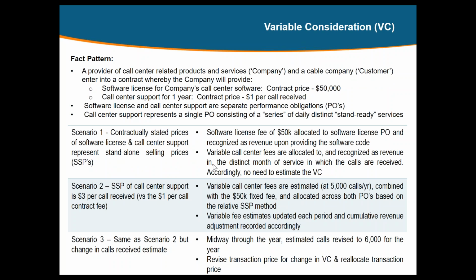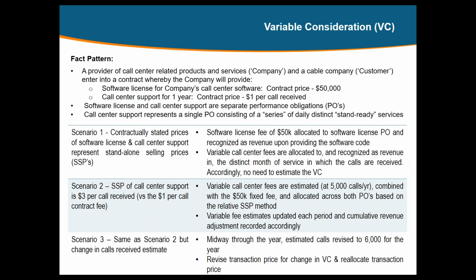Okay, so like with modifications, I want to run through a quick example, just to highlight some of these concepts and what the accounting is. So, fact pattern: a provider of call center related products and services, the company, and a cable company, the customer, enter into a contract where the company will provide a software license for the company's call center software with a stated contract price of $50,000, and call center support for 1 year with a stated contract price of $1 per call received. So the fees for the call center support are variable because they depend on the number of calls received. You don't know the actual amount from day one.